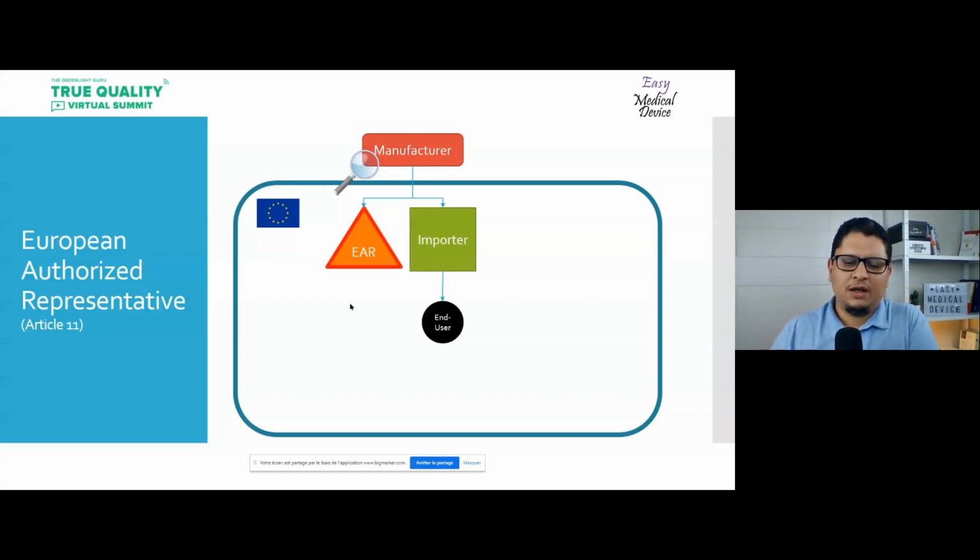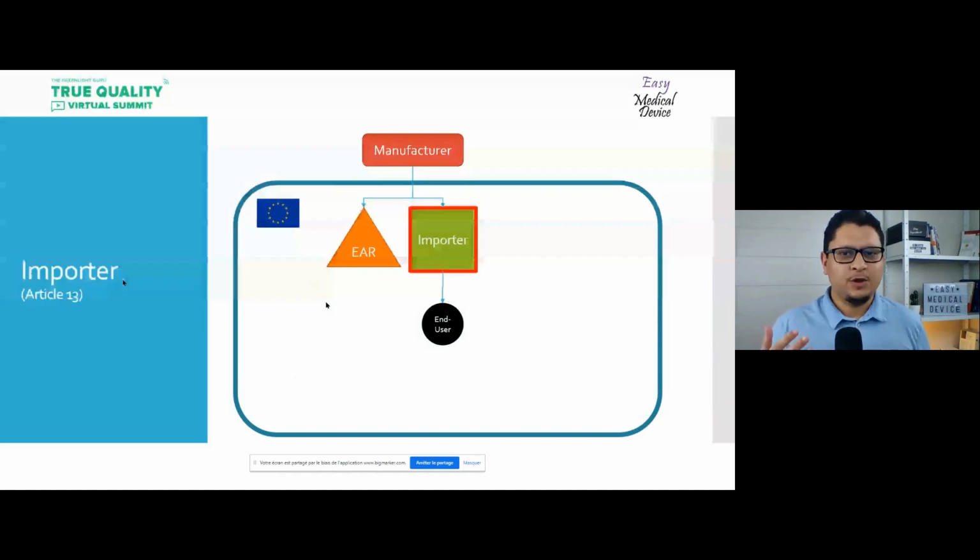He has also to work and collaborate with any competent authority. If there is any issue in the market, he has to help the competent authority and to show that he's helping them. He has also the obligation to terminate a mandate in case there is an issue with products, and he has the obligation also to contact the competent authority and to explain to them why they terminated the mandate. So it's also something that is important.